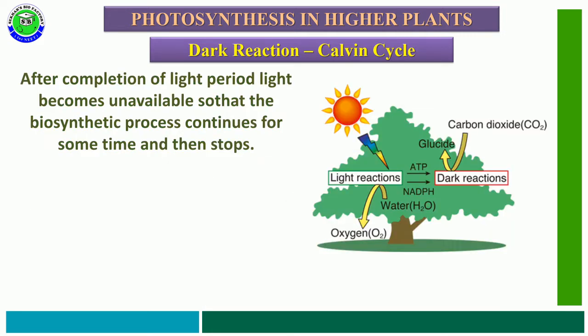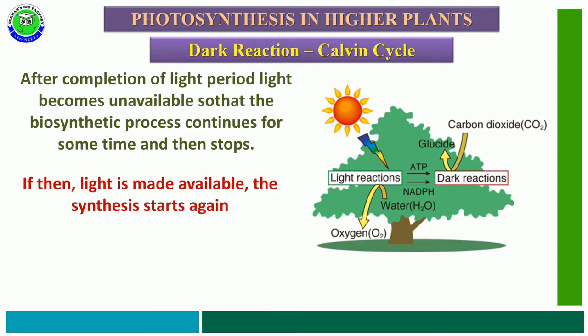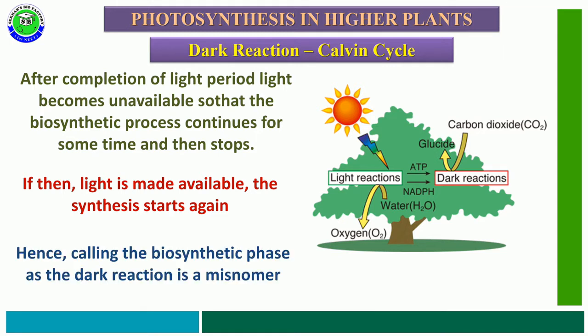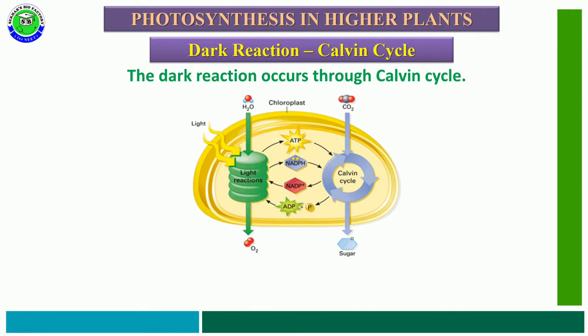After the light period, when light becomes unavailable, the biosynthetic process continues for some time, and then it stops. If light is made available again, the synthesis of food material in photosynthesis starts again. Hence it is also called the biosynthetic phase, as dark reaction is a misnomer. The dark reaction occurs through a special process called the Calvin cycle.